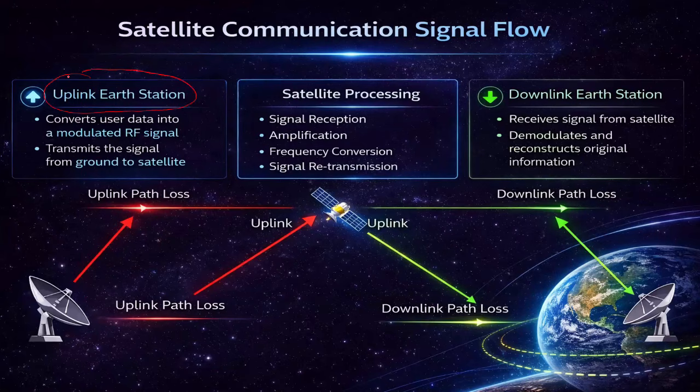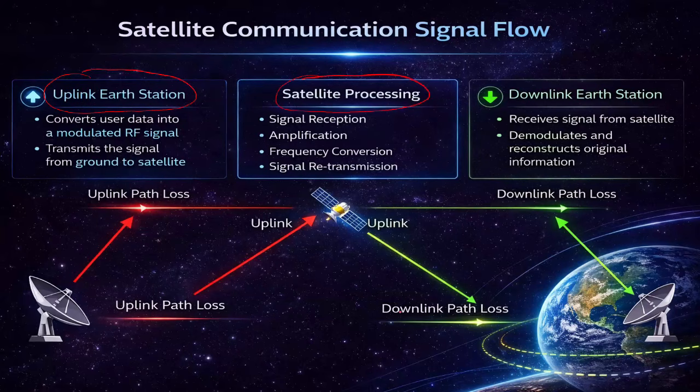The Earth station converts information into a signal and transmits it towards the satellite. Before transmission, the signal is amplified to ensure that it travels long distance. Then you have satellite processing.